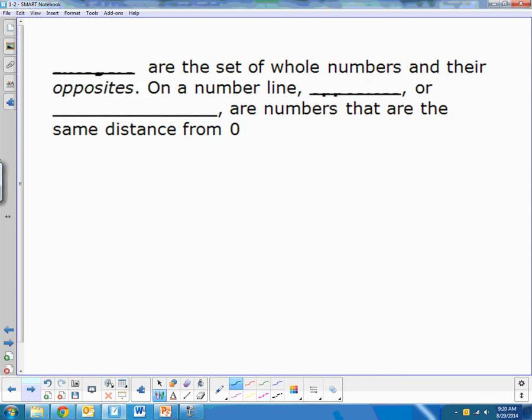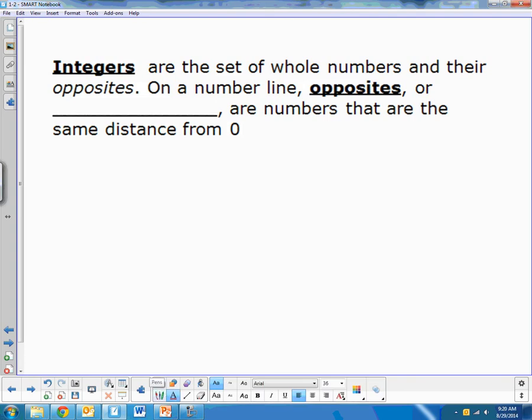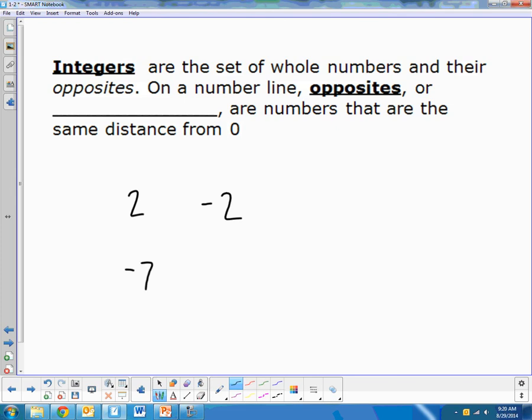Okay, so the first thing we're going to want to look at is a specific set of real numbers called the integers. Integers are the set of whole numbers and their opposites. So I know you're familiar with opposites: up, down, left, right. And so on a number line, opposites are like 2 and negative 2. I'm going to put that down here. 2 and negative 2, those are opposites on the number line. Maybe negative 7 and 7, those are opposites on the number line.